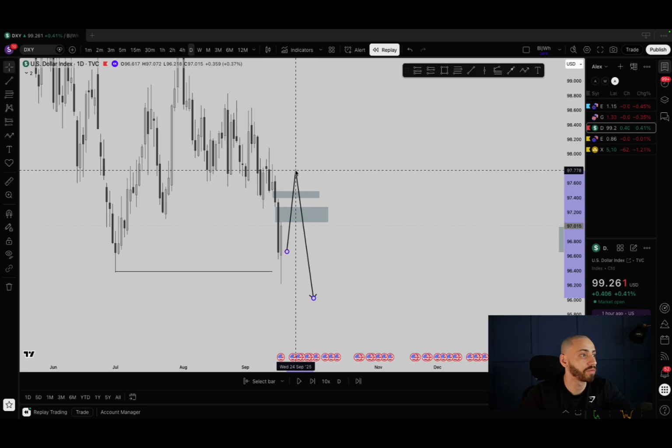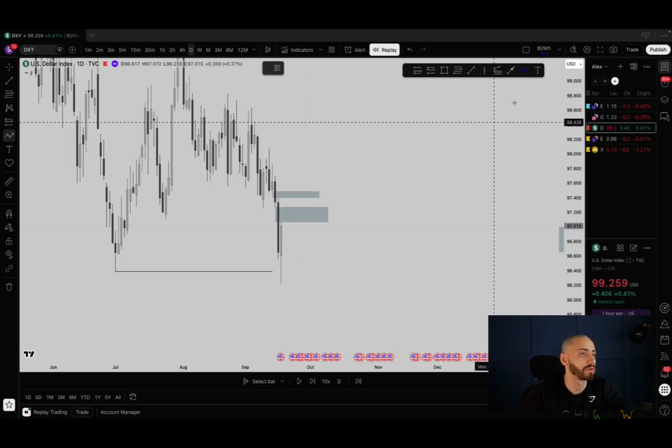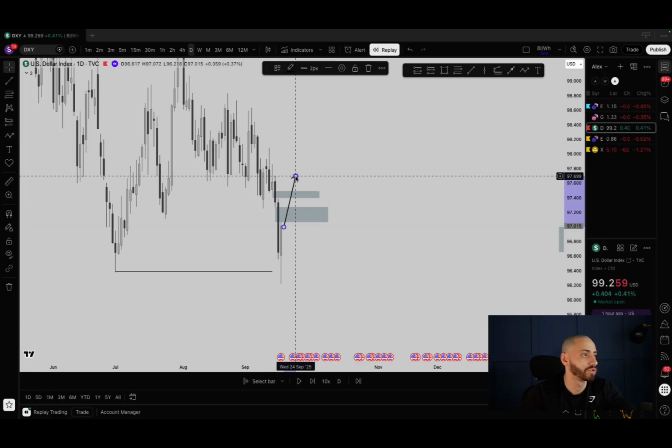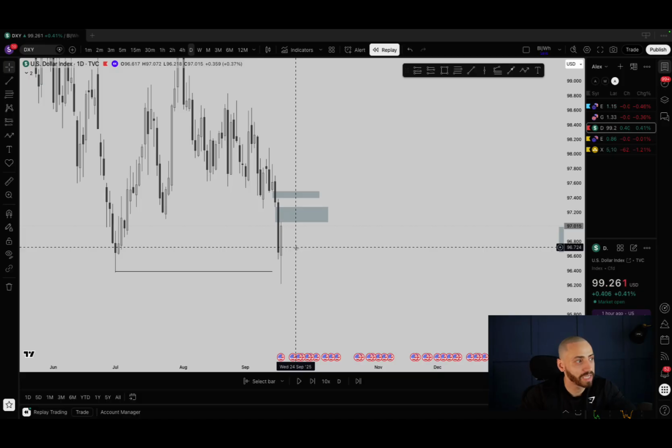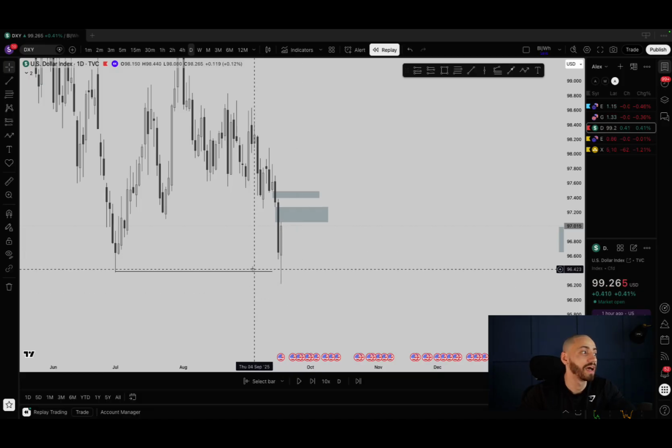If we run through them like this, body closure above, then that is a sign of disrespect, which would tell me, because these bearish fair value gaps are being disrespected, price wants to come higher, right? As well as building a story off this liquidity.